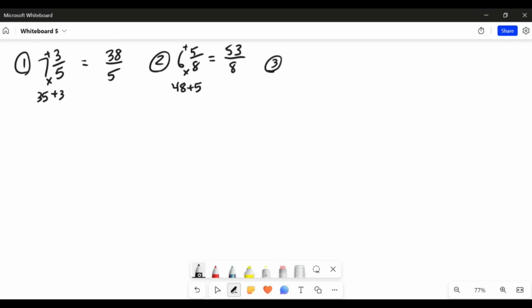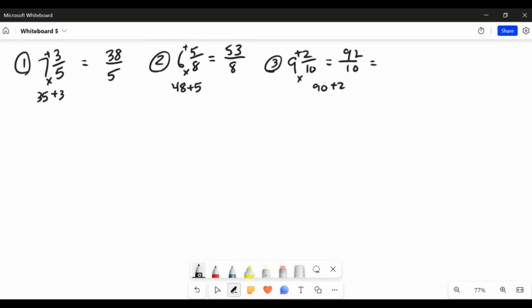Number 3 is 9 2/10. We take 10 and multiply it by 9 and get 90. Add the numerator, and so this becomes 92/10. But 92/10 is not simplified.